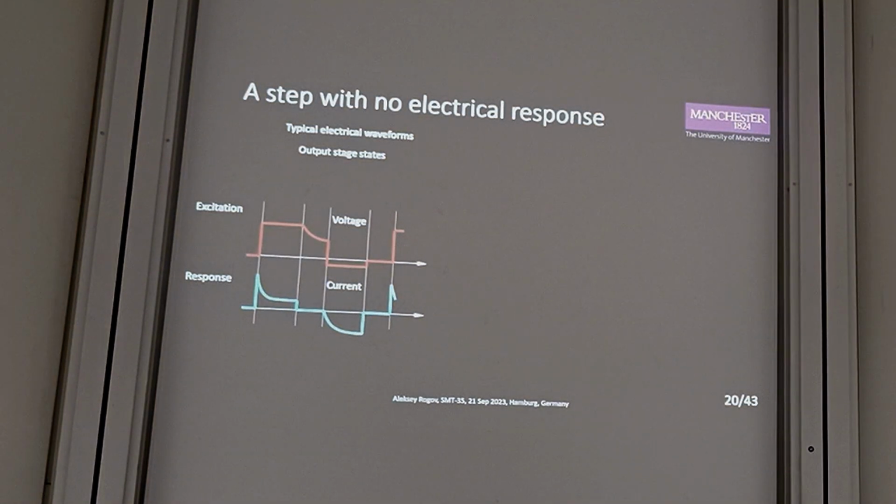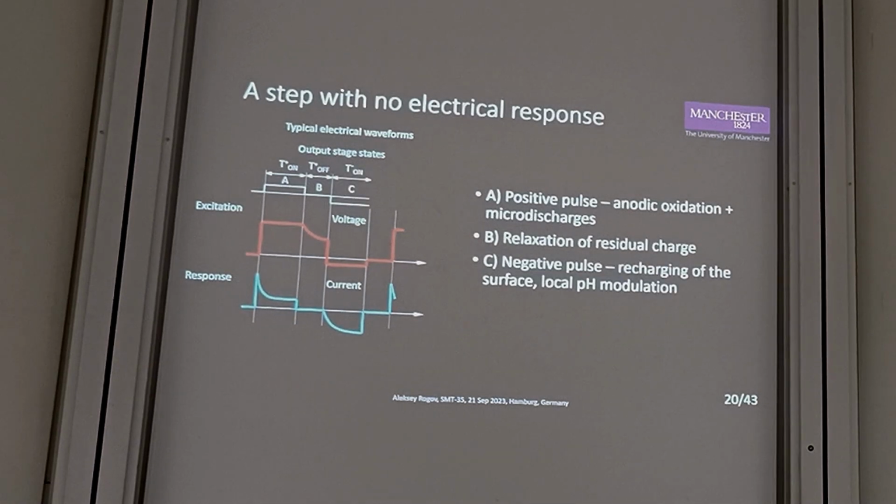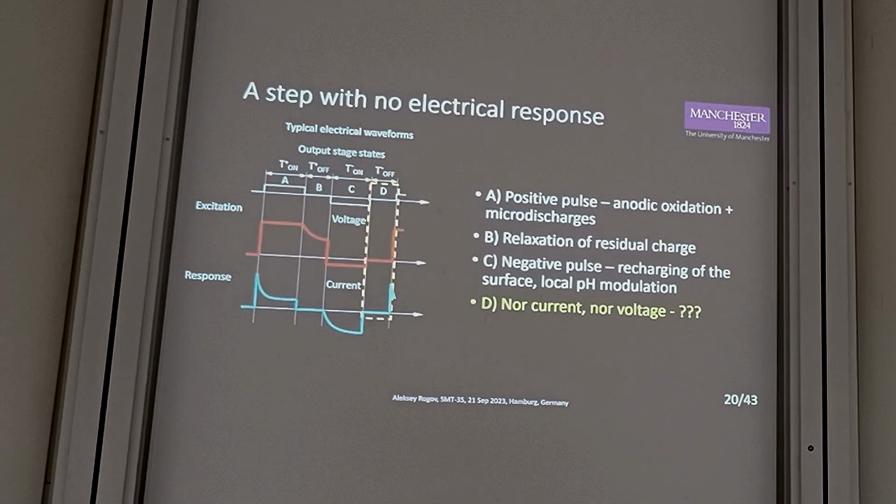If we have a look at a typical bipolar waveform, which is a very good example because it has very well distinguishable steps, we can see that step A may be associated with anodic oxidation and micro-discharge. Step B is just relaxation of residual charge. Step C is a negative pulse, it's recharging of the surface and changing the local pH. And then we have step D, where no current and no voltage are different from zero. So what is going on here?